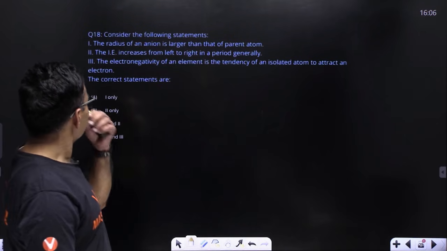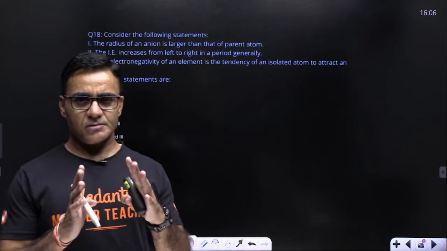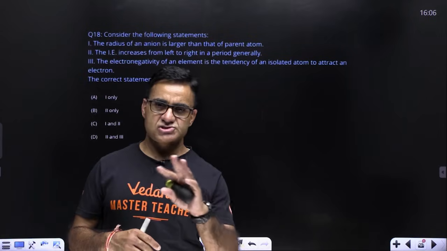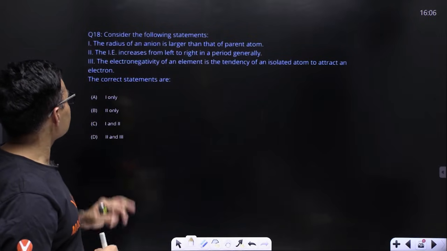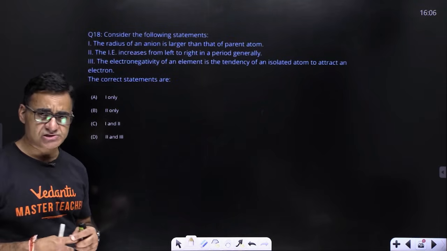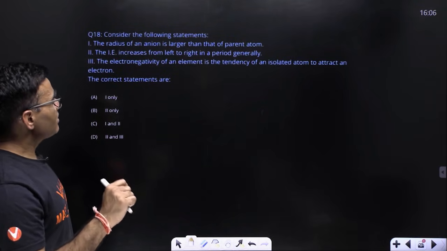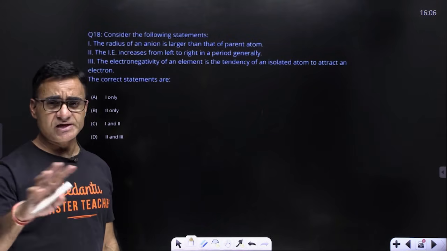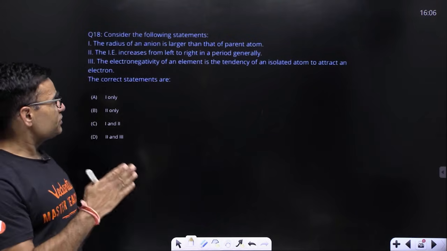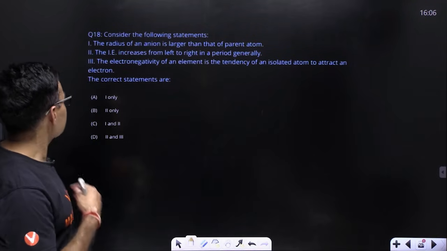Another question of पीरियोडिक प्रॉपर्टी चैप्टर, यहाँ पे कुछ पीरियोडिक प्रॉपर्टी के बारे में बोला गया है और आपसे पूछा है कि कौन कौन से स्टेटमेंट्स करेक्ट होंगे। The radius of an anion is larger than that of corresponding atom, true. Ionization energy increases from left to right in a period generally, they are asking about generally, not leaving the exception actually. So generally due to increase of nuclear charge, ionization energy increases, that's true.